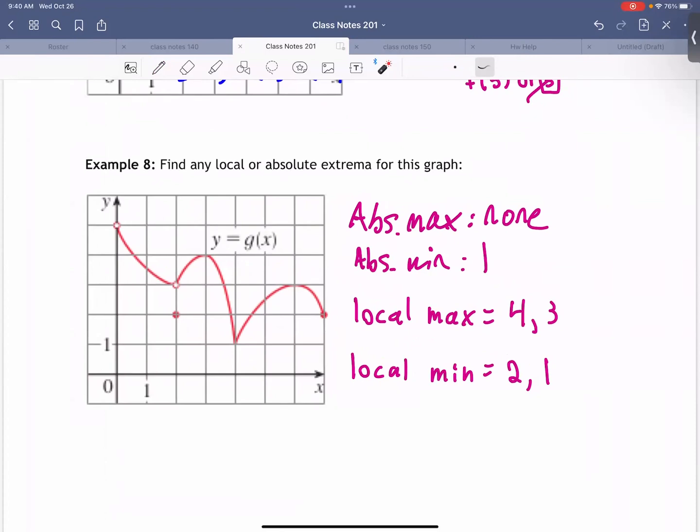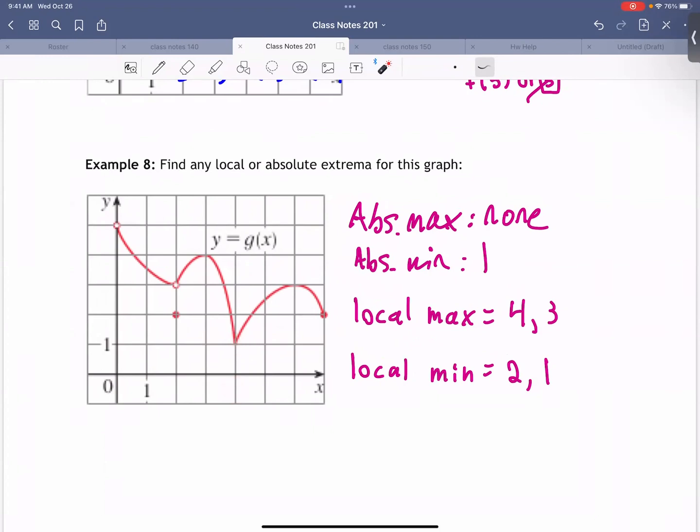Yeah, so at f of 0, there's an open endpoint, so there is no absolute max. The absolute min is 1. Is that f of 0? There's the lowest point. Yeah, right.